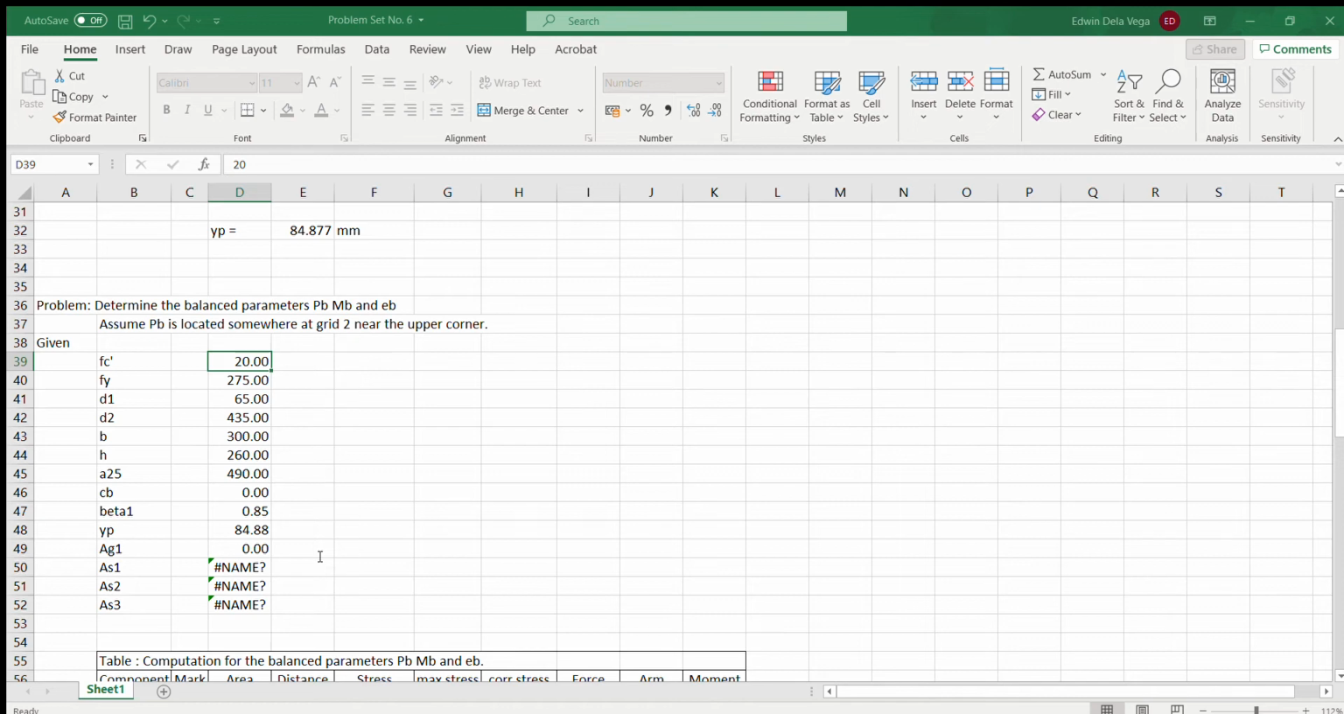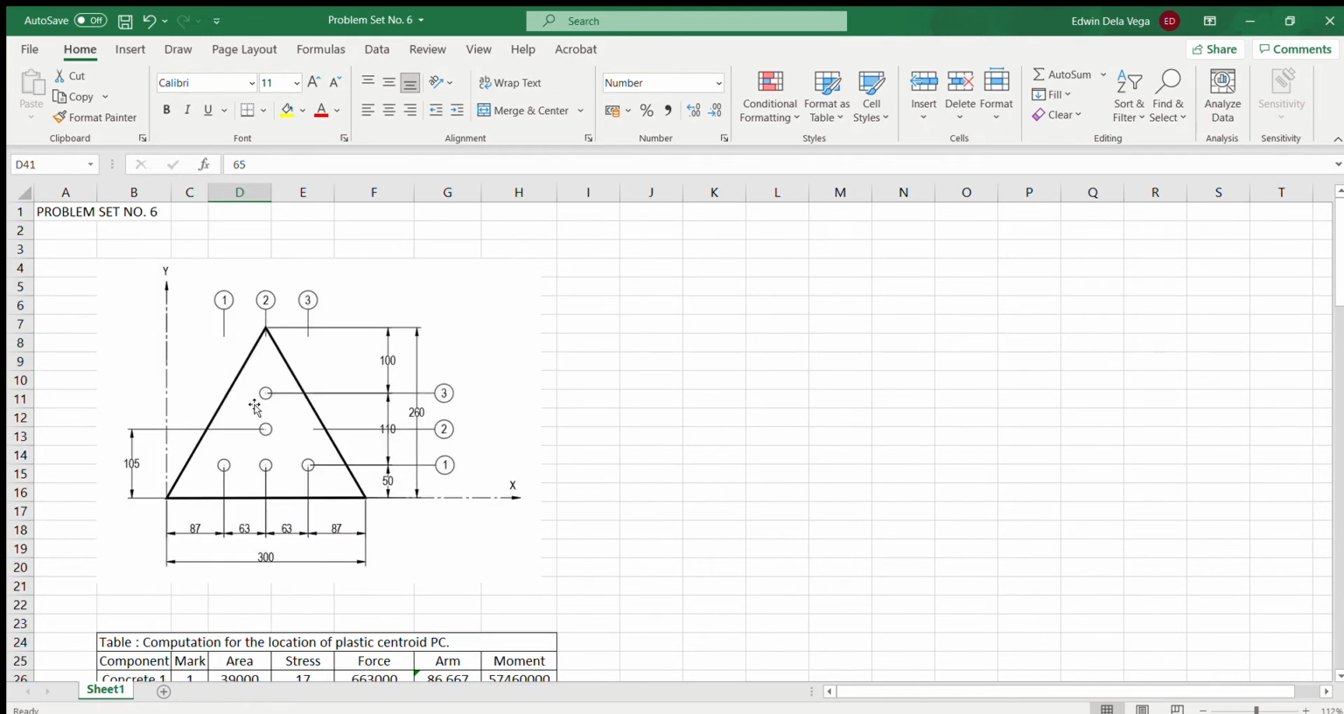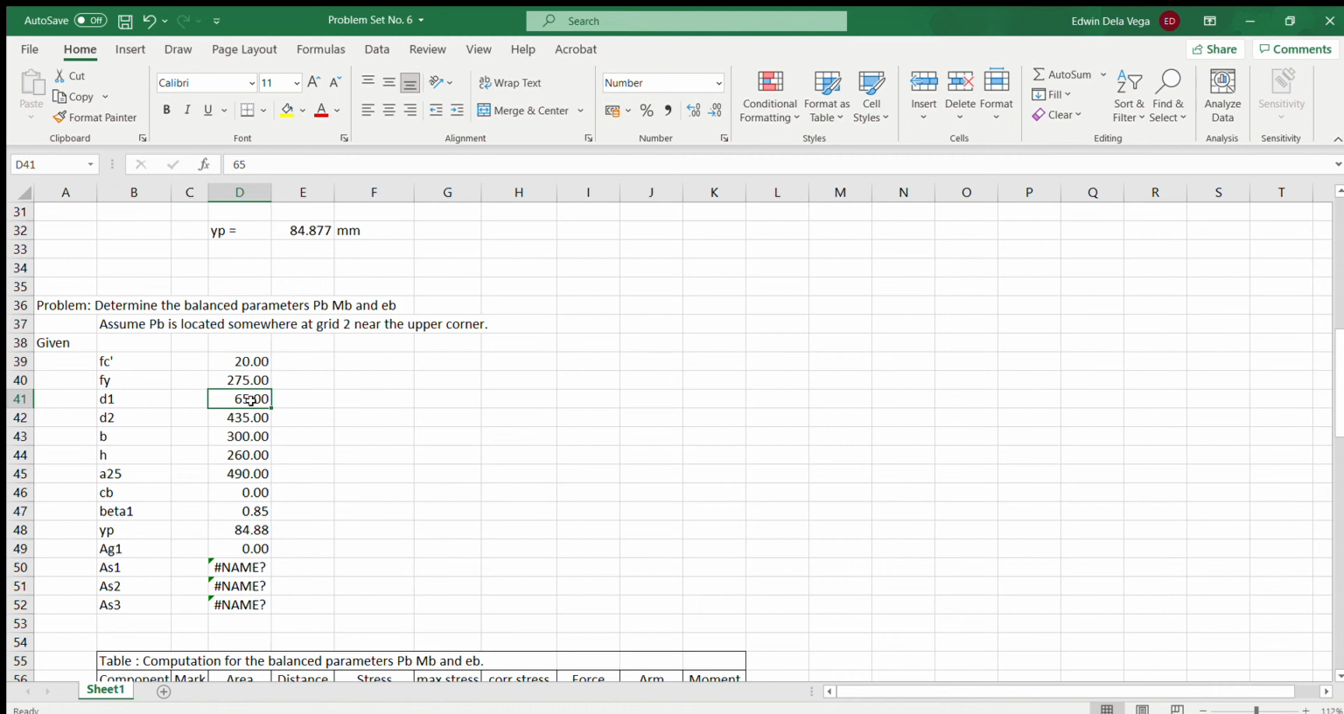FCU. Okay, I don't know if prime can be accepted. If I use FC prime, it will not be accepted there. So you might as well use the variable FCU, meaning to say that this is the ultimate compressive strength of your concrete. Okay, so this already exists. Name should be unique. Is it already defined? I don't think it's defined here.